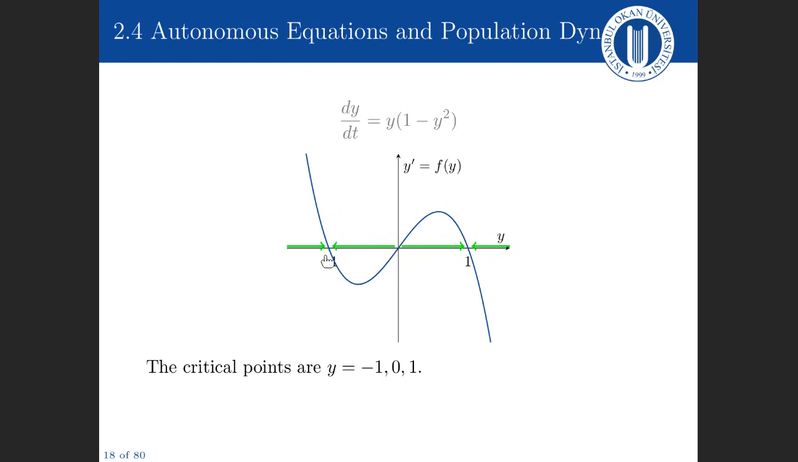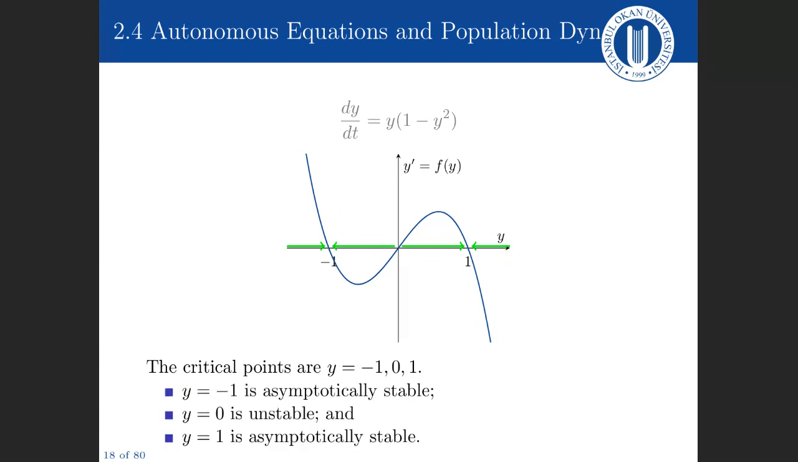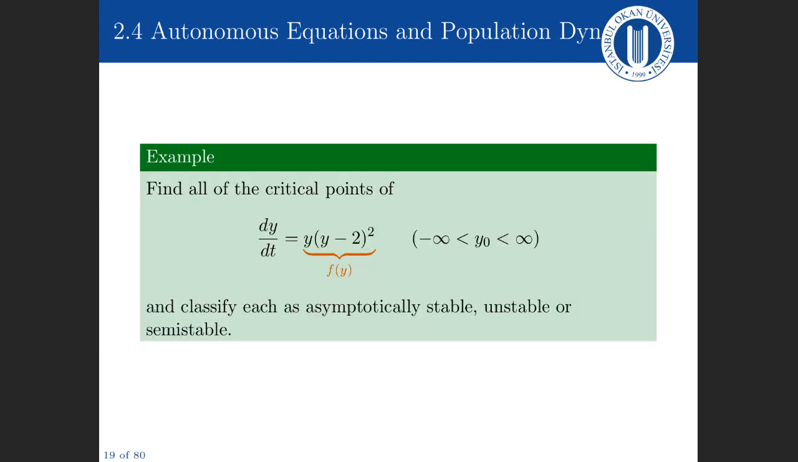And we can classify these. First of all, at minus 1, the arrows are moving towards it. This must be asymptotically stable. At 0, both of the arrows are pointing away. This is unstable. And 1 must be stable. So y equals minus 1 is an asymptotically stable equilibrium solution, y equals 0 is unstable, and y equals 1 is asymptotically stable.